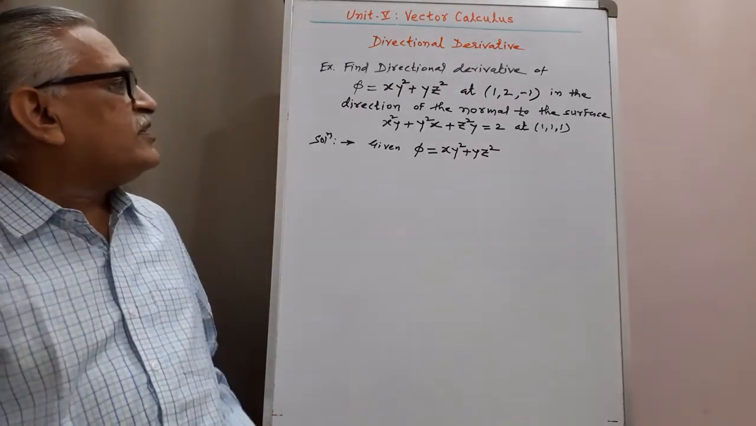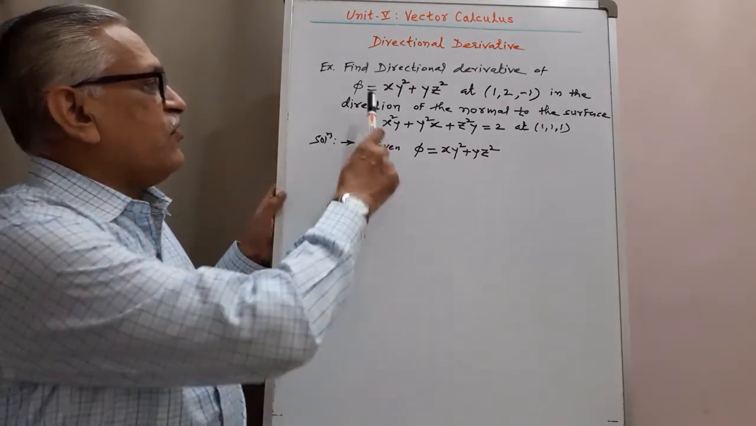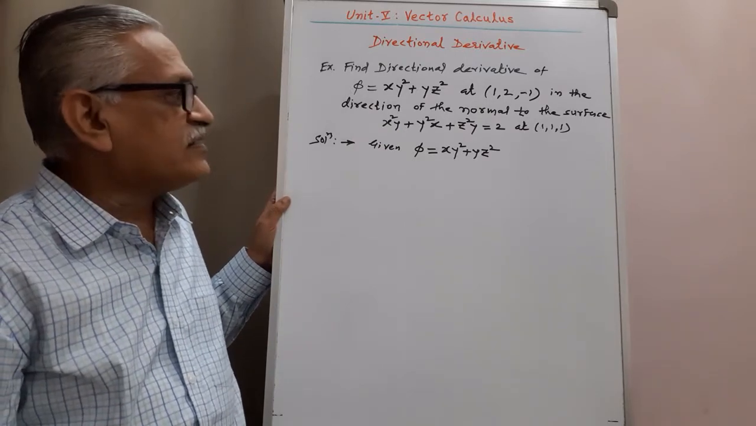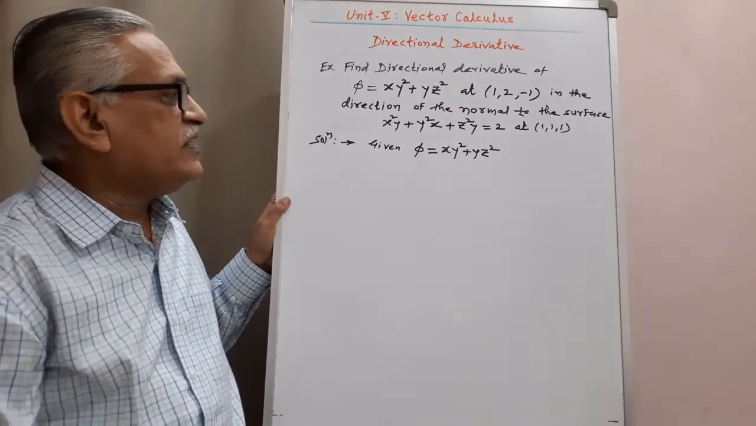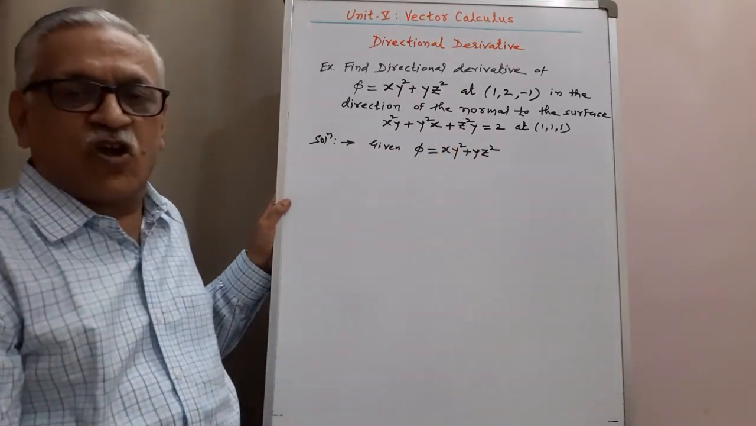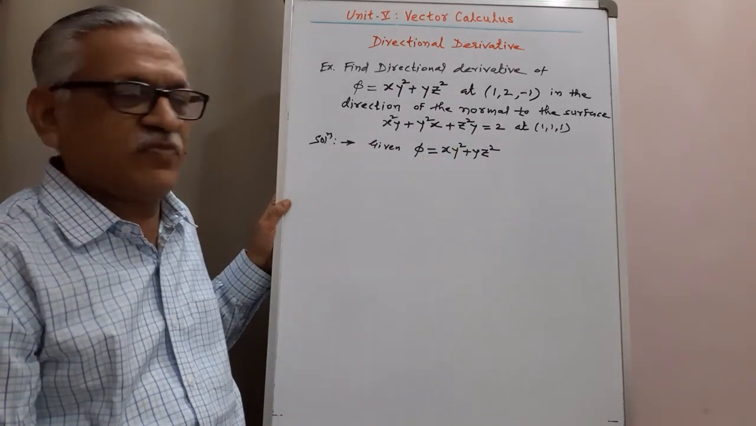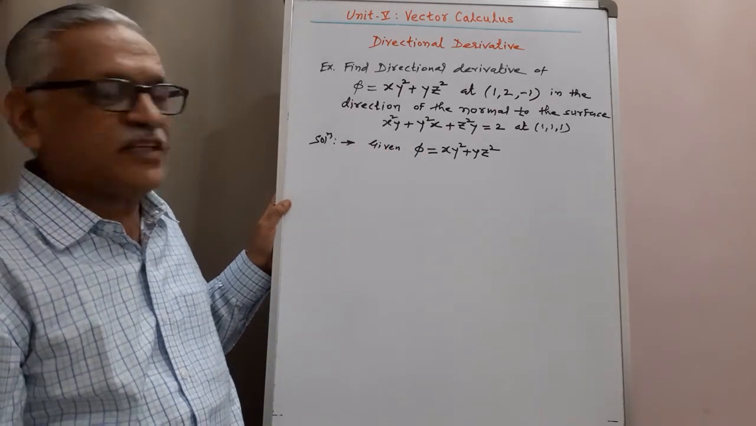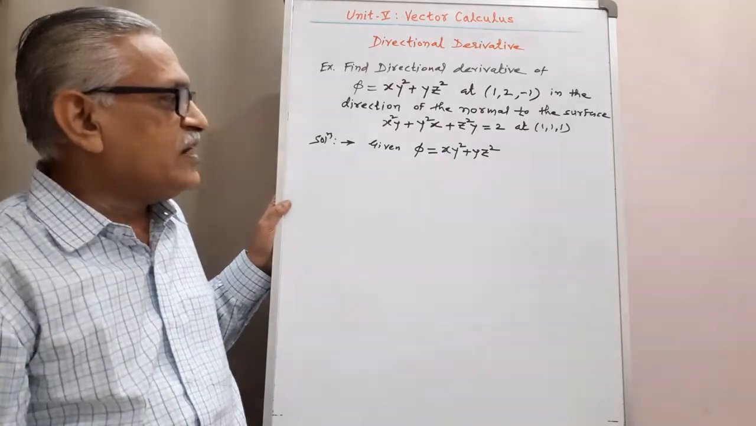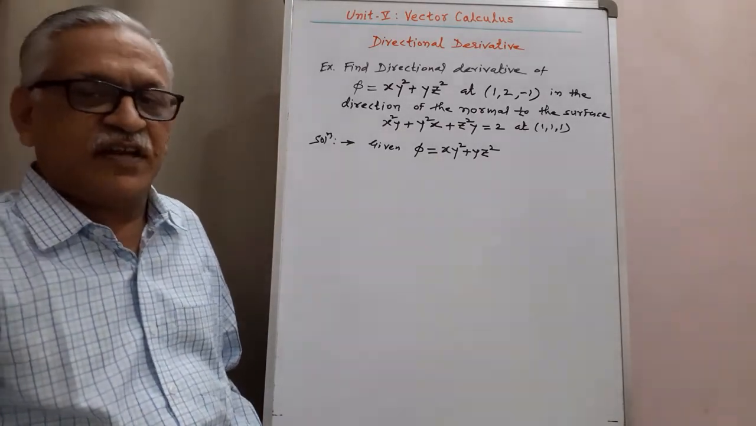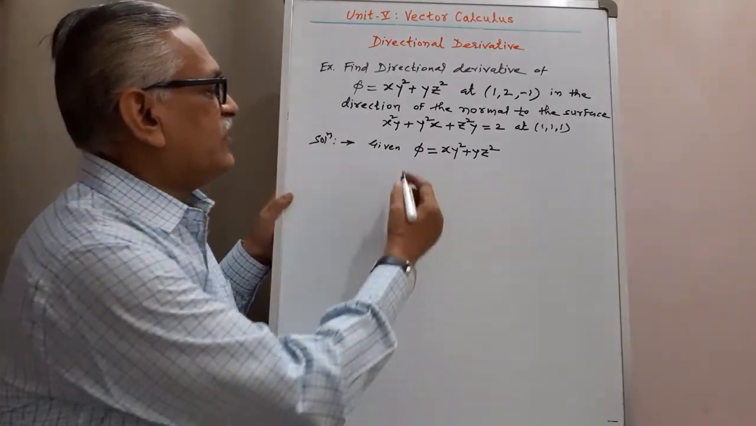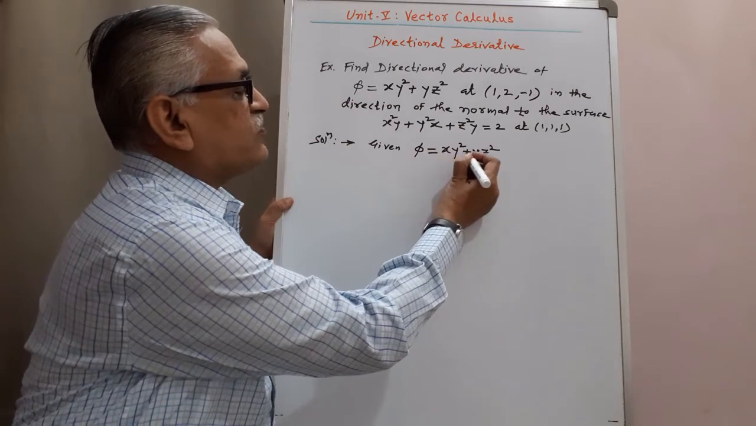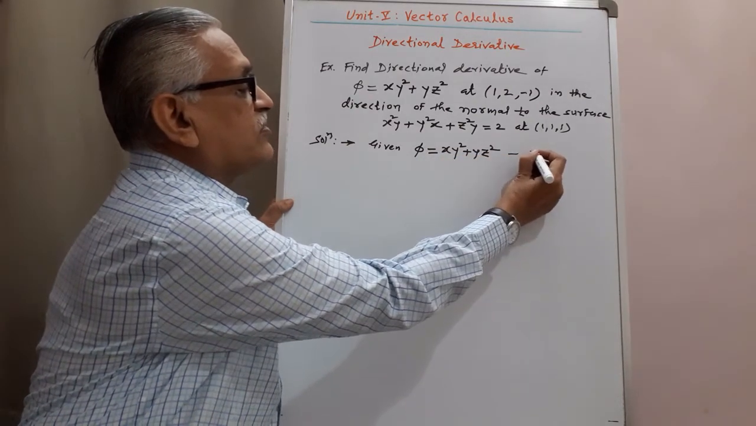Let us solve the problem. Find the directional derivative of phi equal to xy square plus yz square at the point (1, 2, -1) in the direction of the normal to the surface x square y plus y square x plus z square y equal to 2 at the point (1, 1, 1). To find the directional derivative, we use the given information. Here phi is equal to xy square plus yz square. We call this equation 1.